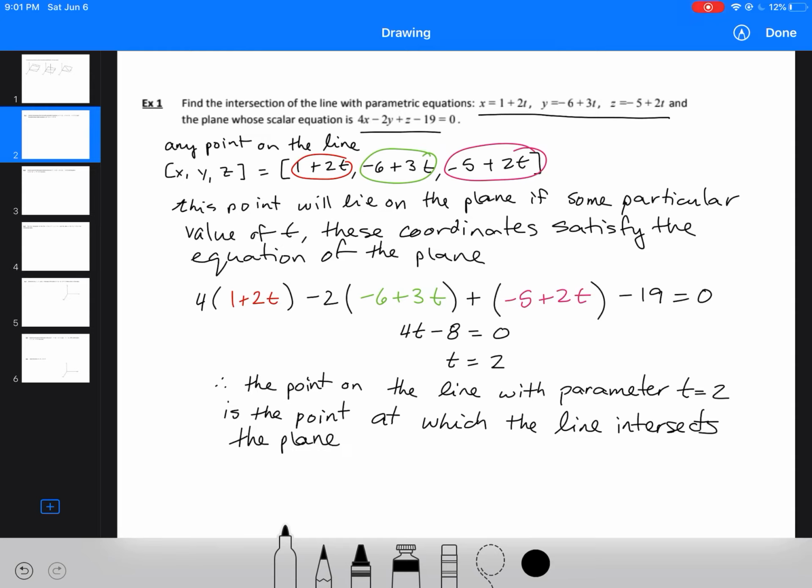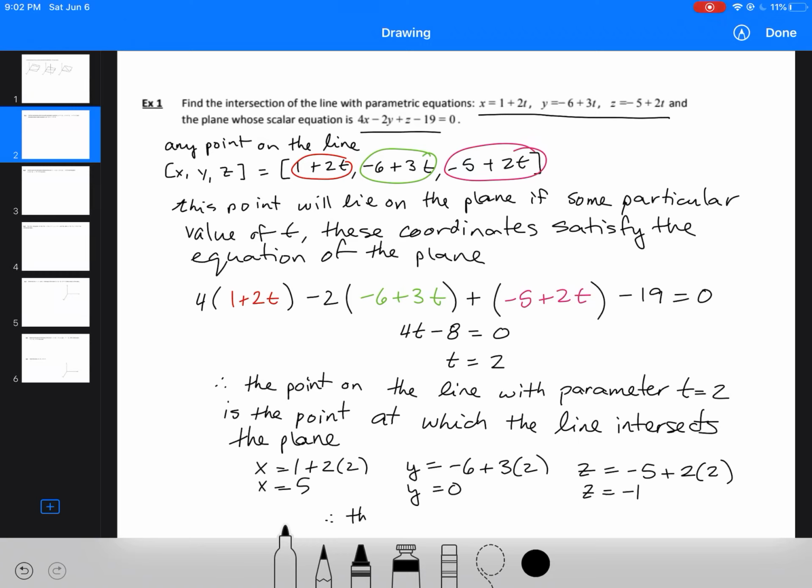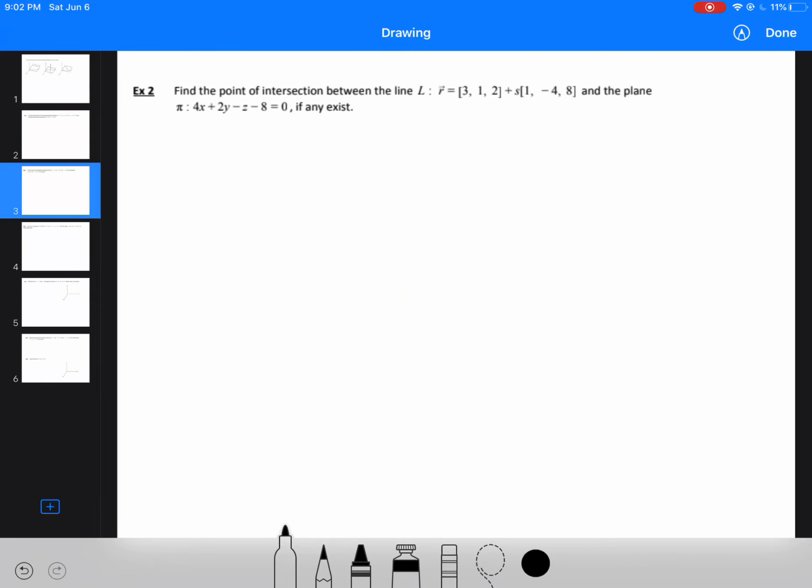So we can find that point by subbing in t equals 2 to our parametric equations. So x, y, and z. Which is going to give us 5 for x, 0 for y, and then minus 1 for z. So that means that my point of intersection is the point 5, 0, minus 1. So let's move on to our next example.